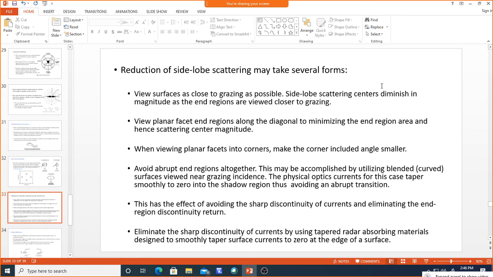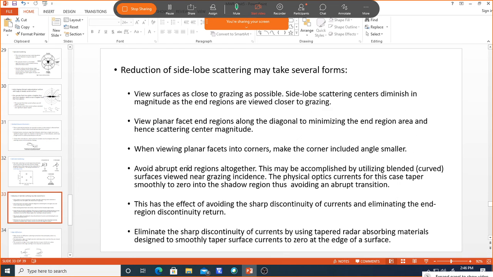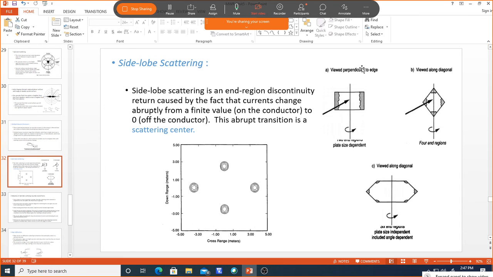Okay, so reduction of side lobe scattering may take several forms. As I said, these are some of the forms which will be used with respect to angle and also with respect to edges. So first, view the surface as close to grazing as possible. These side lobe scattering centers diminish in magnitude as the end regions are viewed closer to the grazing angle. Say for example, this is the one which is perpendicular. Okay, so if you have the incidence which is grazing towards this edge, then the side lobe reduction will be happening.